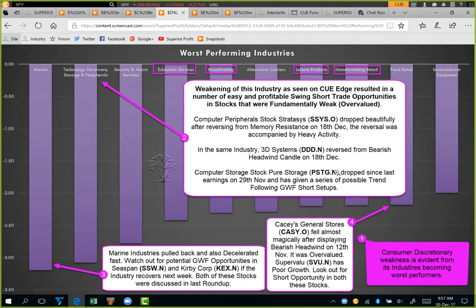these three stocks were also fundamentally overvalued. So we had a combination of all the forces in favor of the short trades. The industry was weak. Individually, these three stocks were fundamentally weak, overvalued, and technically on Q charts, they had given bearish signals. Let's drill down into the industry stocks and assert that these stocks were in fact overvalued.